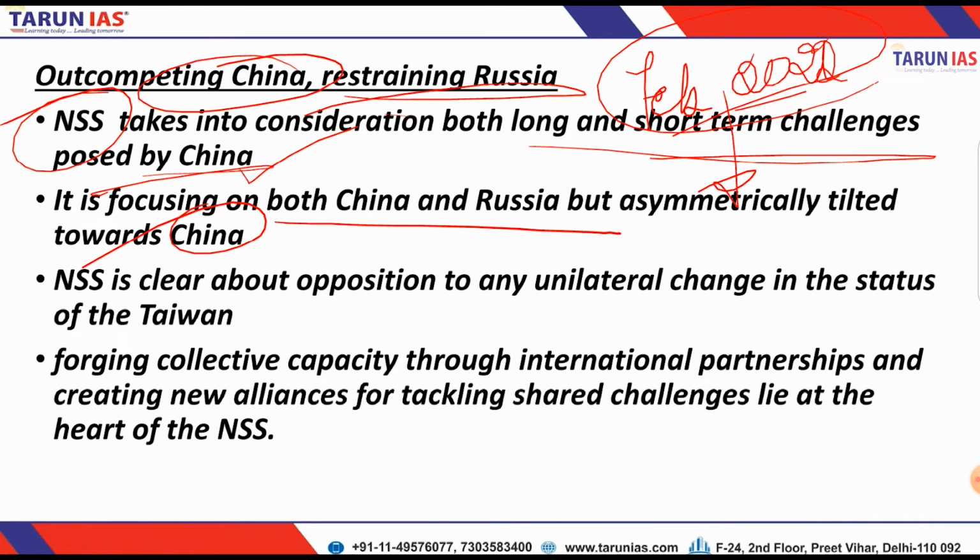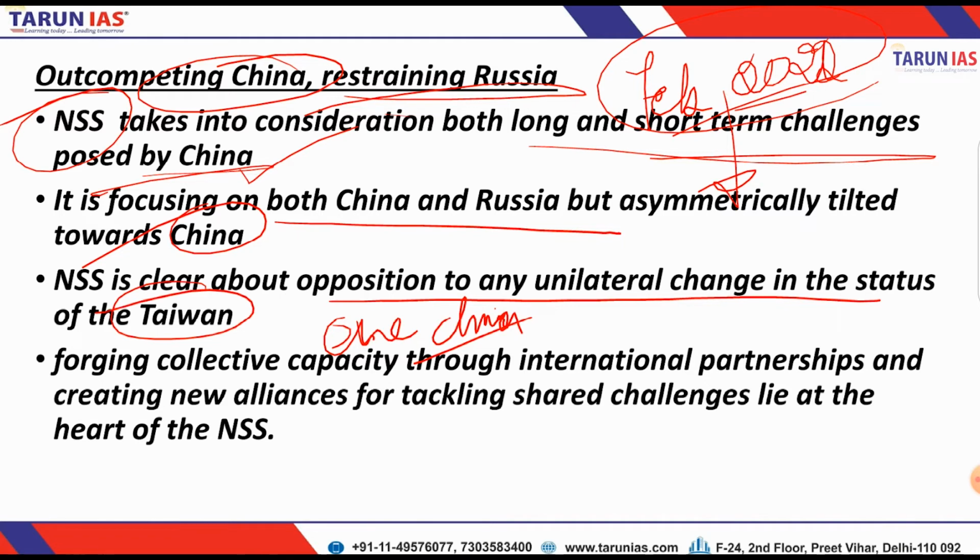It is also clear about its opposition to any unilateral change in the status of Taiwan. Now, according to the One China policy, there is only one China, there is no Taiwan, and that is the People's Republic of China. Mainland China does not recognize Taiwan. However, Taiwan's claim is that it is the real China, I mean, the government formed in Taiwan is the real China. We will not go into the dispute between Taiwan and China.